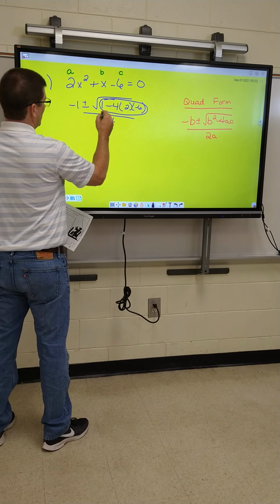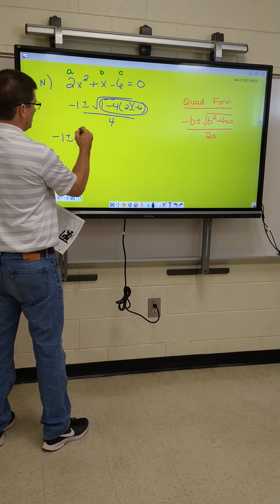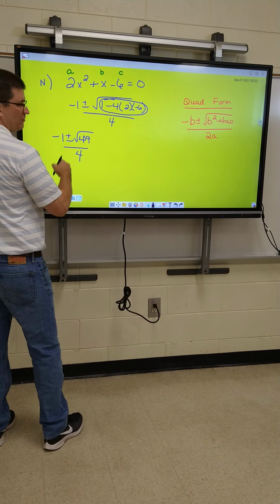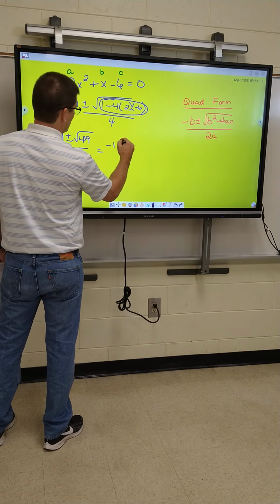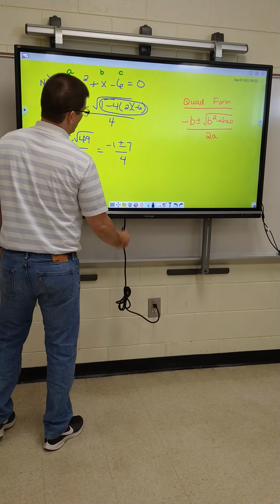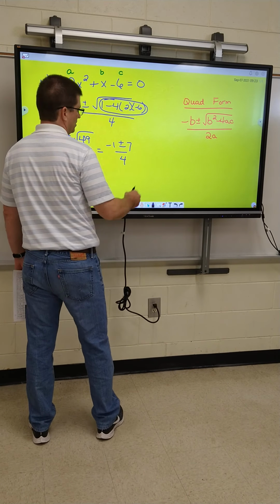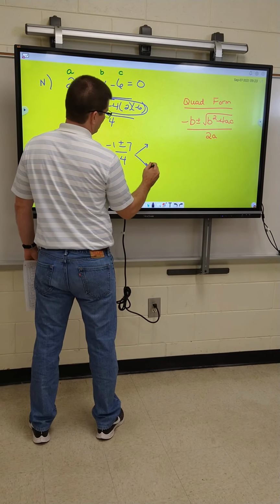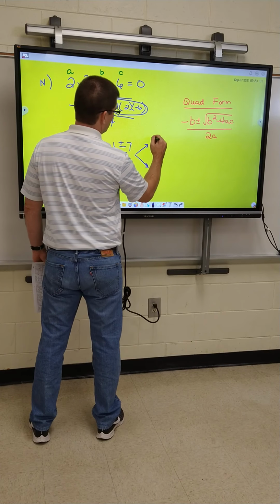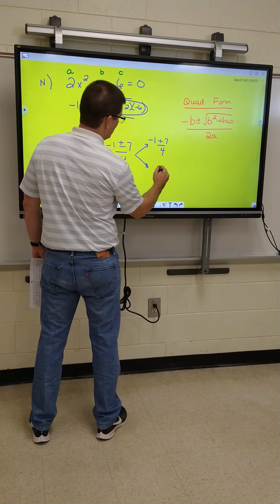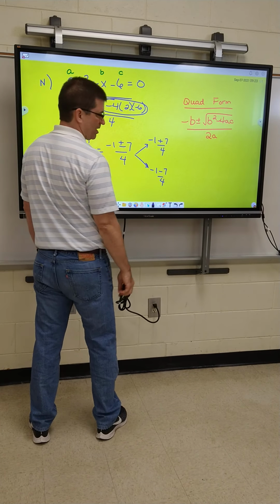The part under the root has to be 49, so that would be -1 plus or minus the root of 49. The square root of 49 changes to 7. -1 plus or minus 7 over 4. Now remember on this step, you have to do the plus and the minus. You can do it on the calculator. -1 plus 7 over 4 is your first answer. -1 minus 7 over 4 is your second answer.